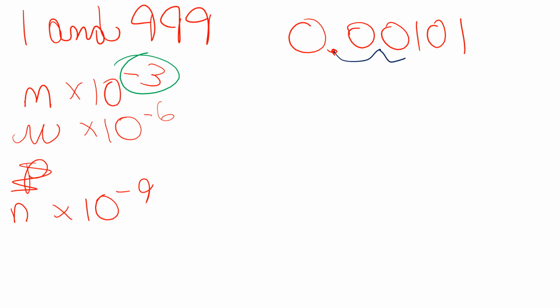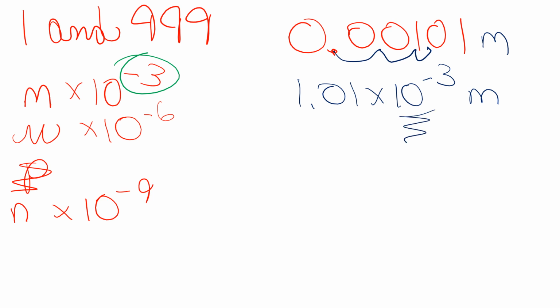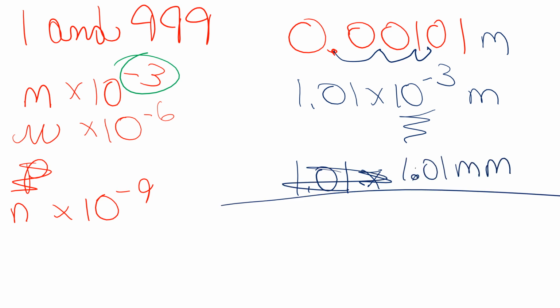So 1, 2, 3, 1.01 times 10 to the negative third meters. We can replace that times 10 to the negative third with milli, so 1.01 millimeters. And significant figures remain the same, so there's essentially no rounding involved with these.